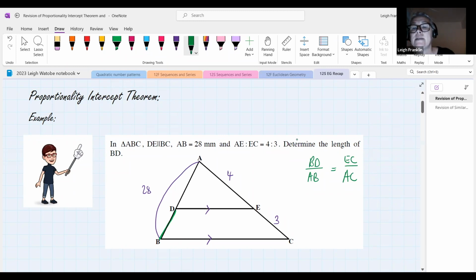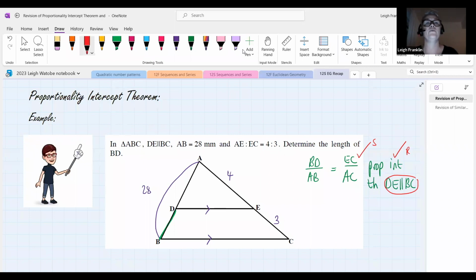When I make a statement like that, I have to write my reason, proportionality intercept theorem, next to it. Then I must not forget to name the parallel lines: DE parallel to BC. In tests and exams, they can give you a mark for the statement and a mark for the reason. If the parallel lines are missing, you're not going to get the reason mark. So it is very important when working with the proportionality intercept theorem to remember to name the parallel lines.